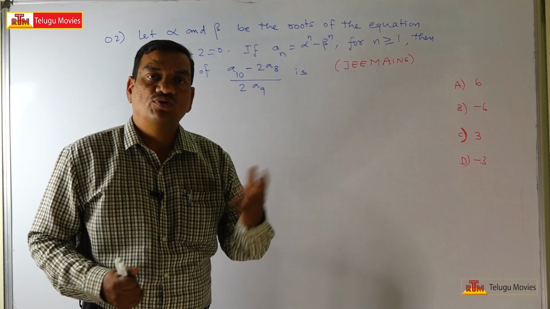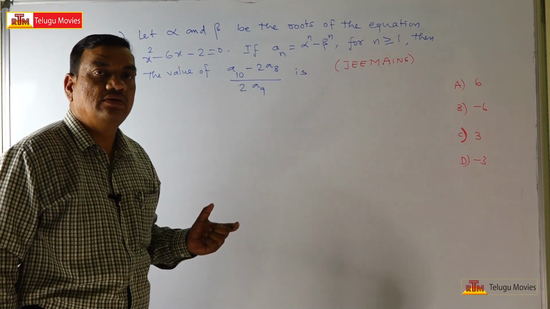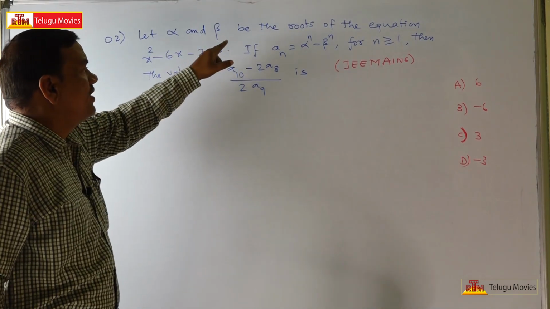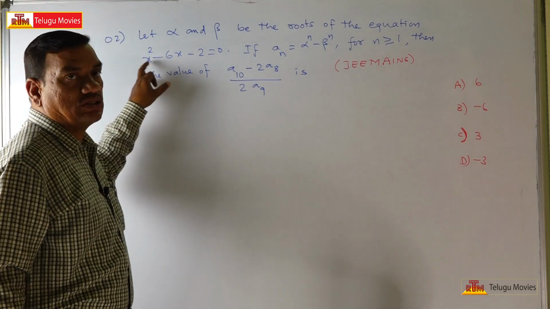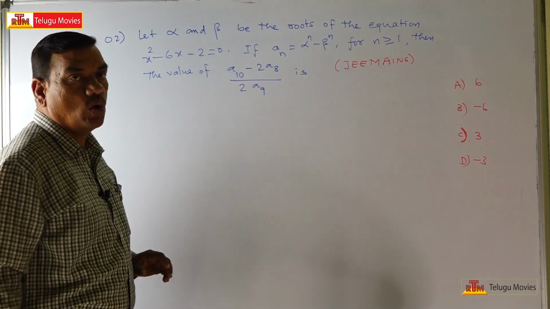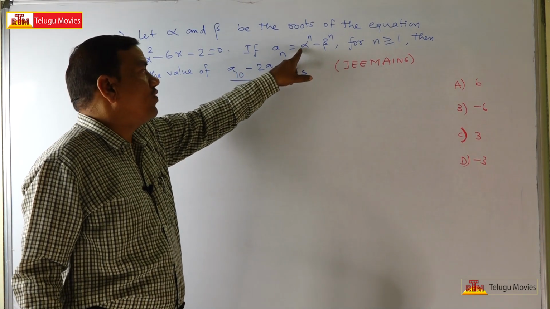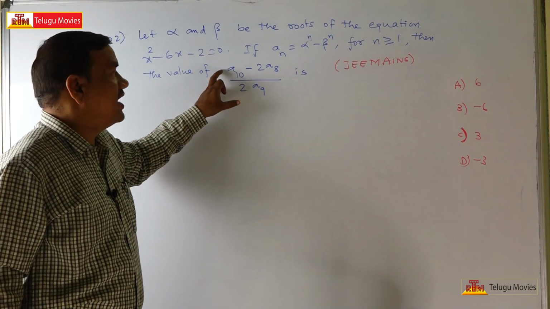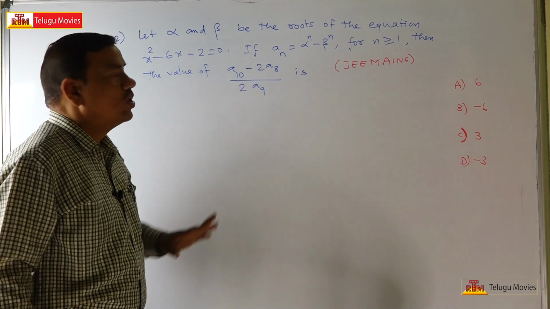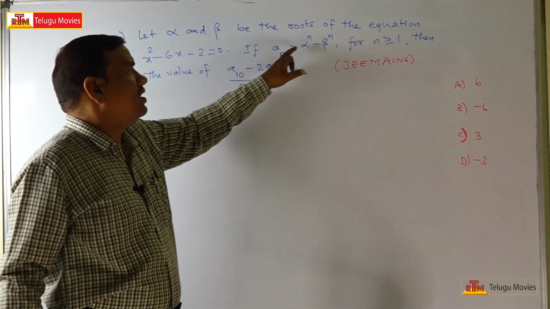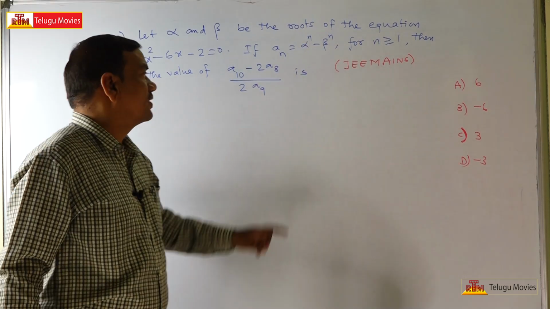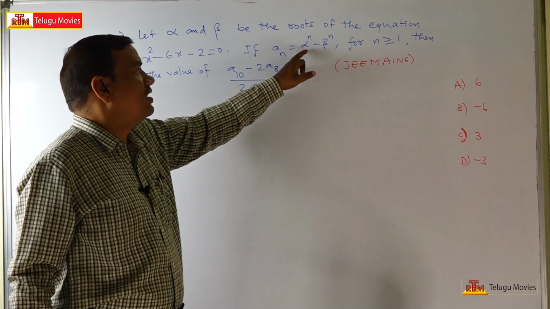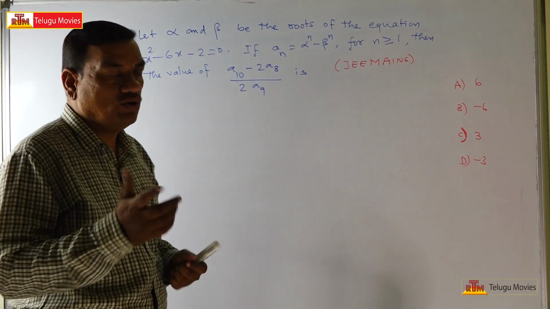Dear students, welcome to the second problem. This was also asked in previous JEE Mains examinations. The problem is: let alpha and beta be the roots of the equation x square minus 6x minus 2 is equal to 0. If an is equal to alpha power n minus beta power n for n greater than or equal to 1, then find the value of (a10 minus 2 a8) by 2 times a9. So, a10 means what? Alpha power 10 minus beta power 10. a8 means alpha power 8 minus beta power 8. a9 means alpha power 9 minus beta power 9. So, that value you have to find out.